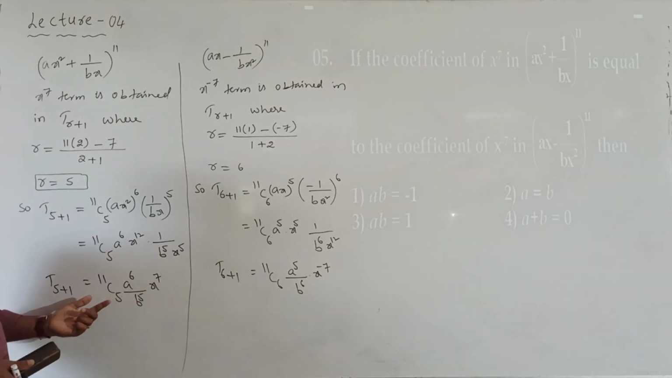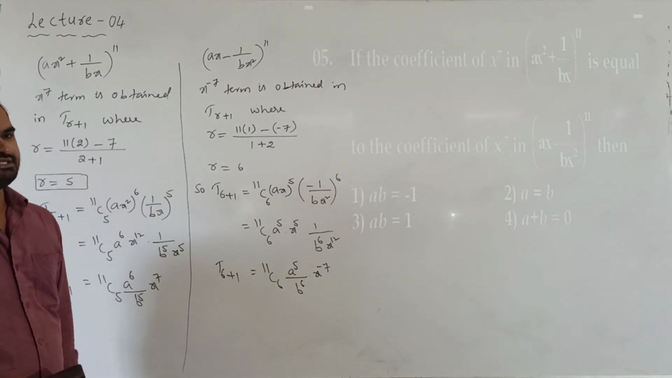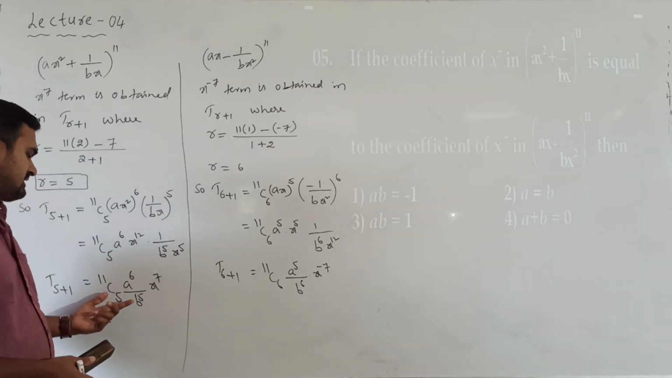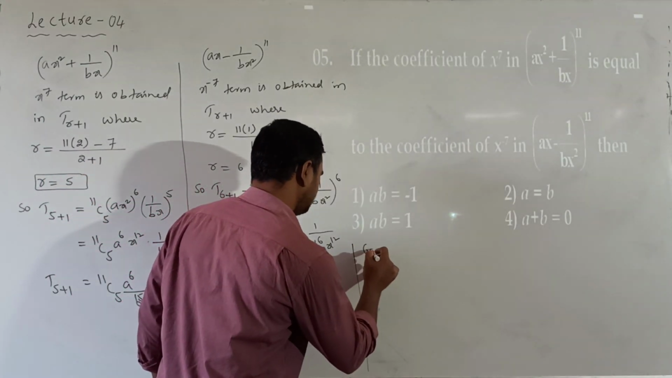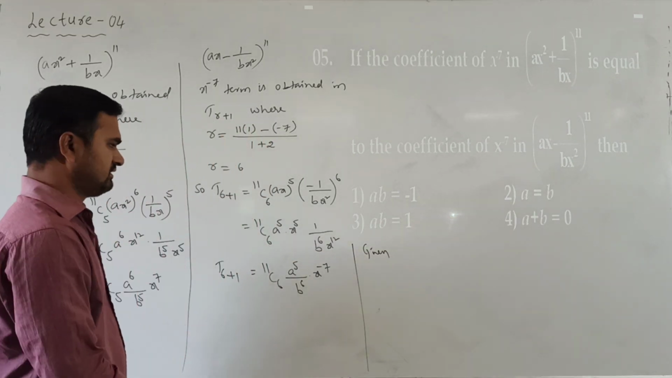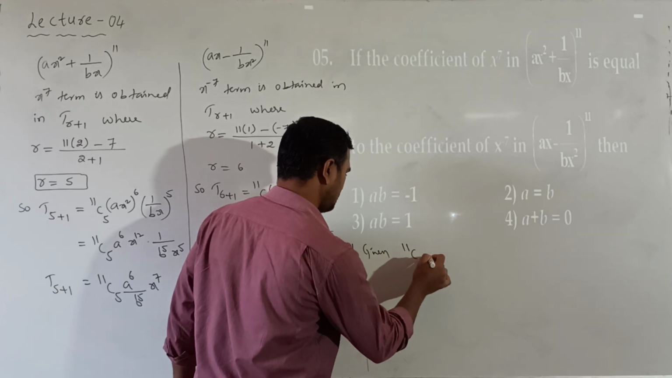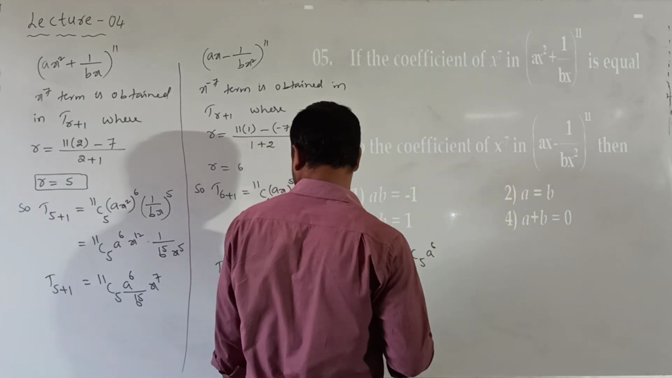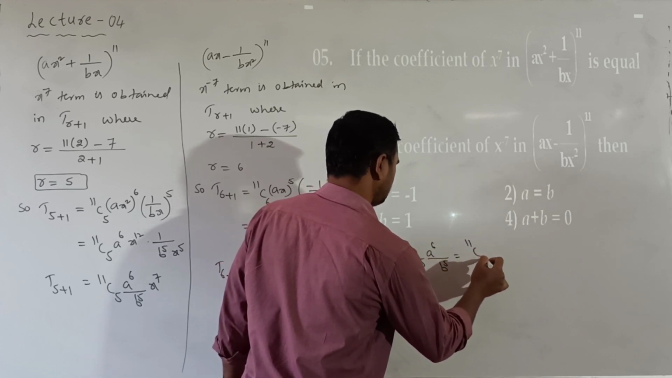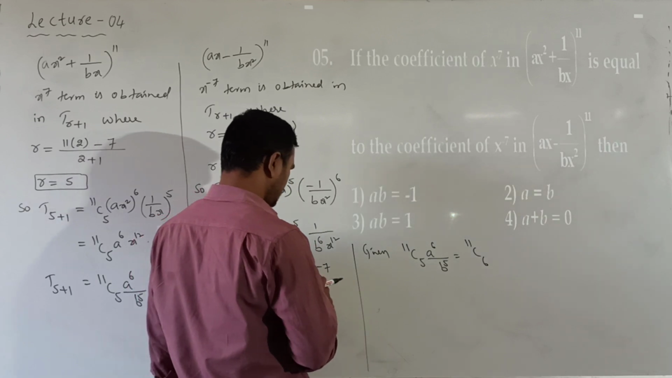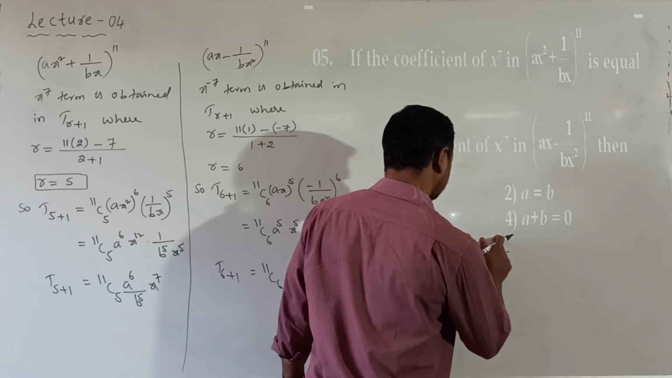So now we have found the two coefficients in the two expansions given. According to the given condition, these two coefficients are equal. So given that the two coefficients are equal, solve them. 11c5 a power 6 divided by b power 5 is equal to 11c6 a power 5 divided by b power 6.